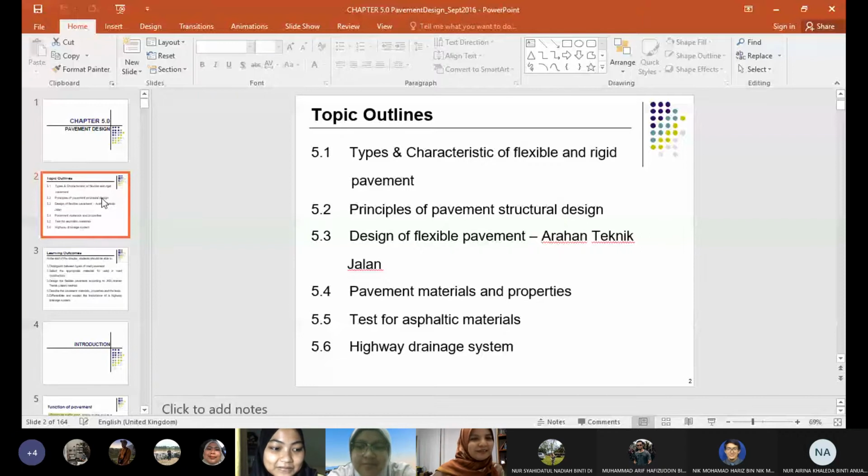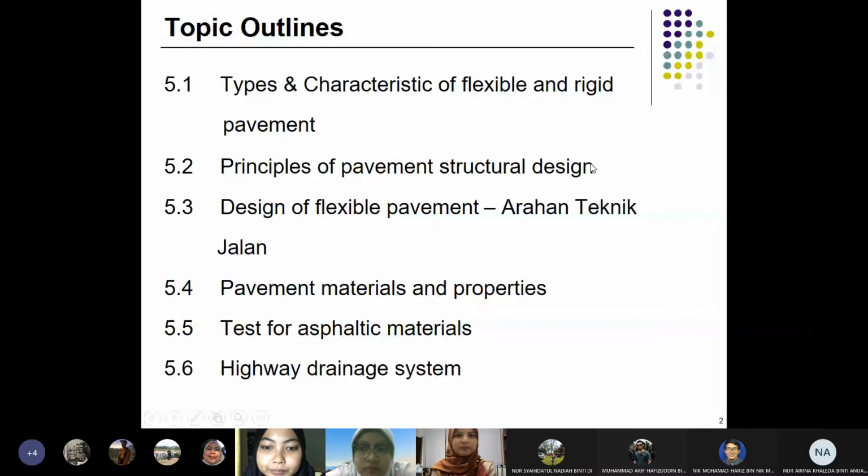Okay. So Alhamdulillah, I'm so happy to see you all this morning. Okay, this is our chapter 5, right? Look at what would be the outline of this particular topic. Okay, there are altogether six subtopics, right? Those yang calculation will only cover in 5.3 je. 5.3 saya nak tunjuk kat sini.